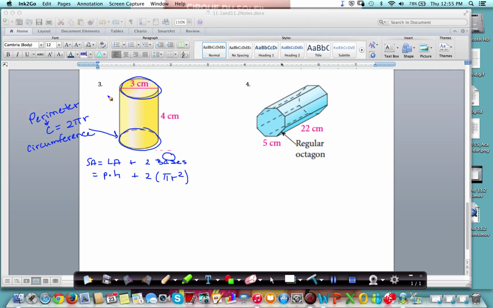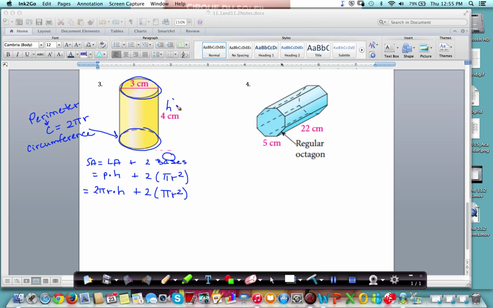And that is 2 pi times r, the circumference. So perimeter, in this case, is 2 pi r times the height plus 2 areas. Now I have everything I need in my formula. I need the radius, which they haven't quite given us, but we can get it. And we have the height.